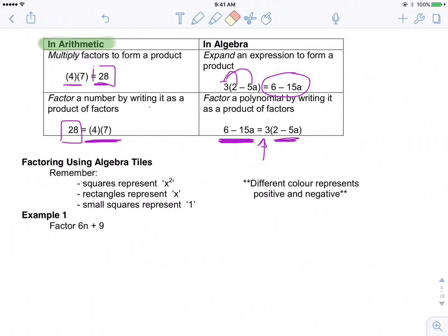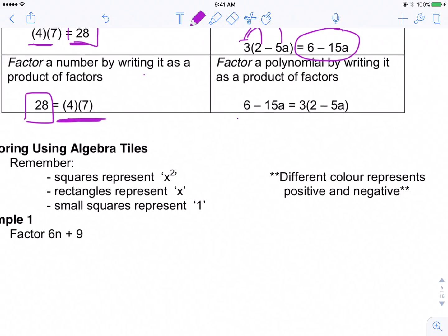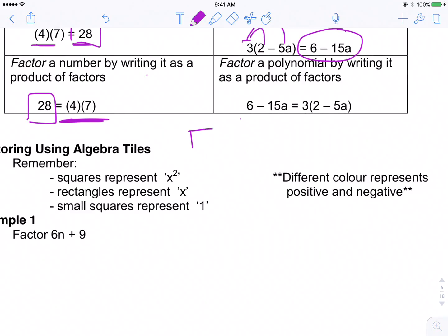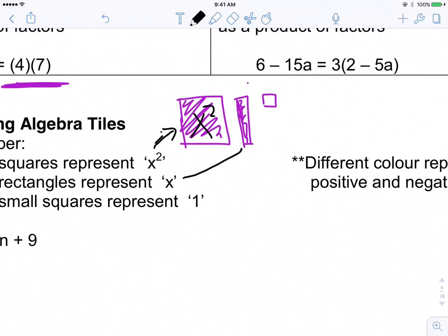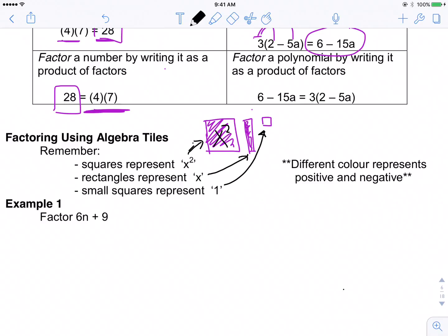It's a quick review of algebra tiles. You have to remember that we have three different shapes of algebra tiles. We have these big squares, we have rectangles, and we have tiny squares. The big squares represent what we call x squared. The rectangles represent x, and the small squares represent a 1. You should have had a quick look at those last year in grade 9 math.